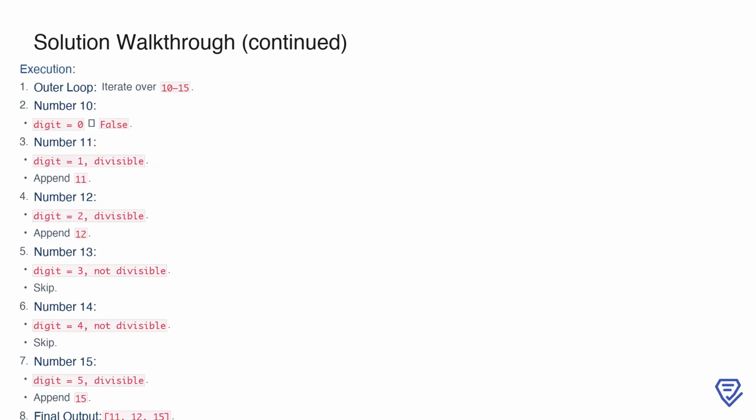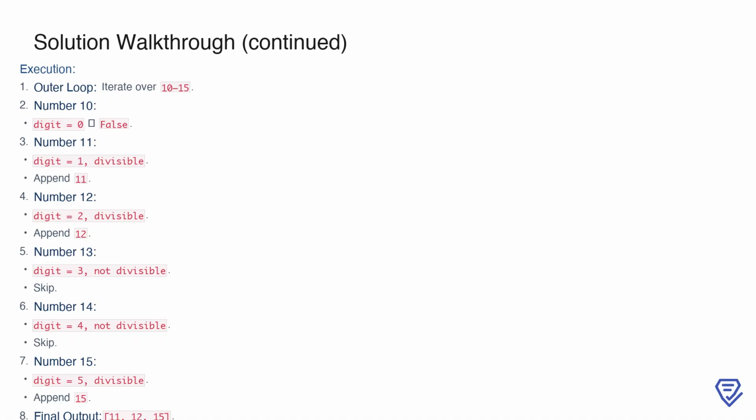Next, we focus on a smaller range, from 10 to 15. We start with the number 10. Since it contains a digit 0, it is immediately disqualified. For 11, we check both digits, confirming that each divides the number evenly, so we append it to the result. Moving to 12, we verify divisibility for both digits, 1 and 2, and add it to the result as well.